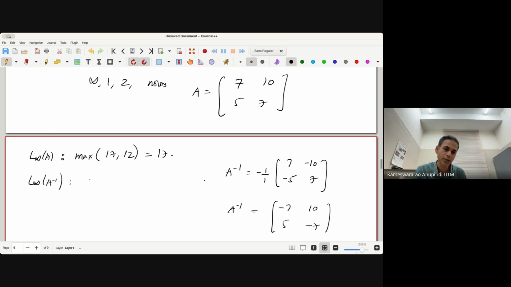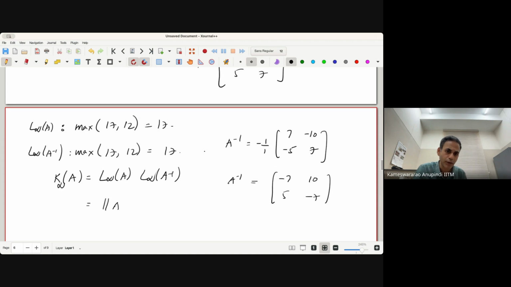Right, that is the condition, that is the L infinity norm for the A inverse matrix. That's going to be the maximum of, again, 10 plus 7, 17, and then this is 12, so again 17. That means my condition number based on the infinity norm for the matrix A is going to be L infinity of A times L infinity of A inverse, or this can also be written as norm of A in infinity times norm of A inverse in infinity. That is nothing but 17 times 17, that's going to be 289.